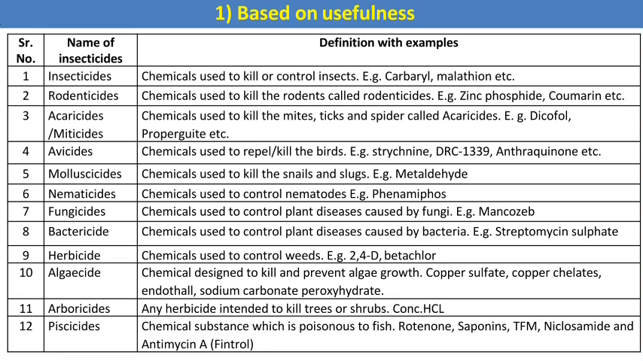molluscicides mostly used against soft bodied animals like snails and slugs, nematicides mostly used against nematodes, fungicides for fungus, bactericides for bacteria, herbicides for weeds, algicides for algae, and arboricides to kill trees and shrubs, and the last one is piscicides. It is mostly used to kill fish. This is about the insecticides based on the usefulness.